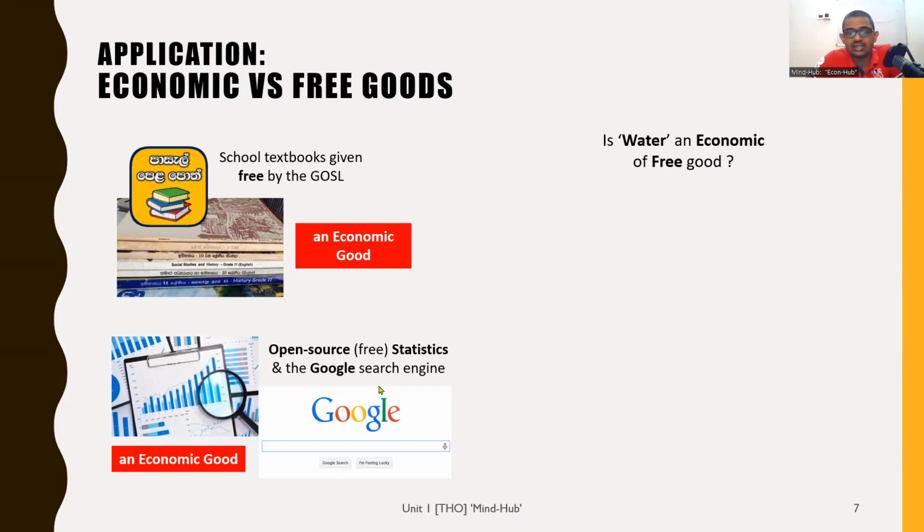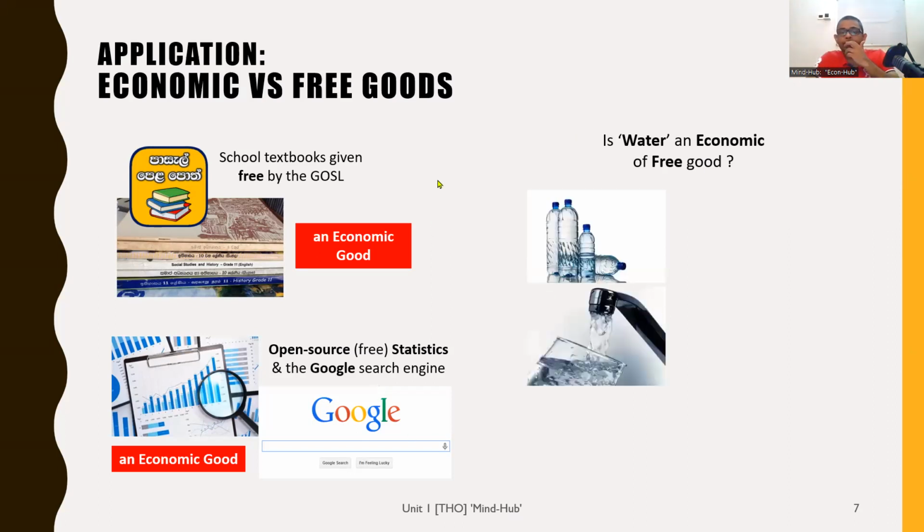Water, in what context are we talking about? In what way are we talking about water? Then only we can answer the question. If I just ask you water, economic or non-economic, it's difficult to answer. It depends on the context. So let's look at this. Water in this context: bottled water, pipe-borne water, economic good or non-economic good?